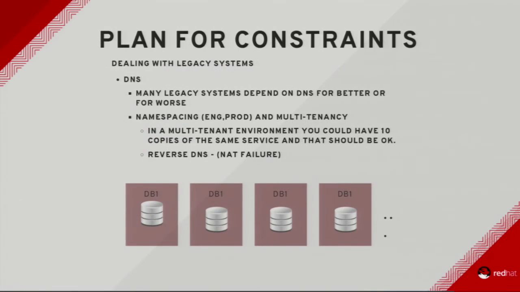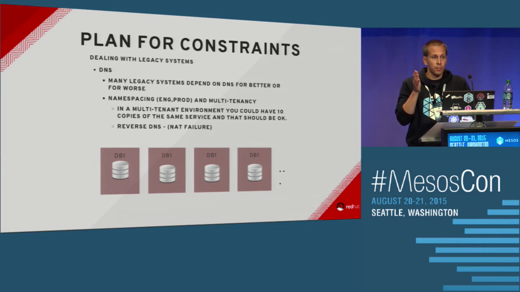Plan for constraints, right? Are you dealing with any legacy systems that require DNS, right? Many legacy systems depend upon DNS for better or worse, right? Plan your namespacing and namespace resolution where possible. Are you going to use net groups, or what do you want to do, right? Are you going to have engineering, prod? Are you going to be based upon multiple modalities, right?